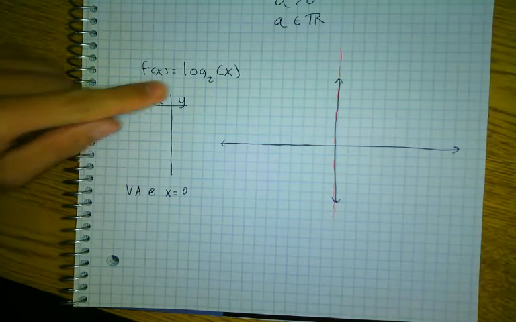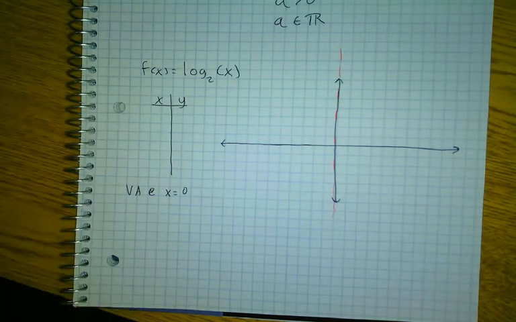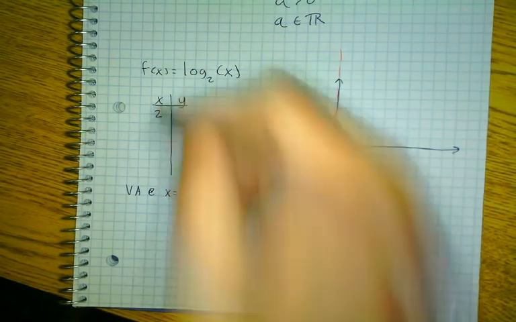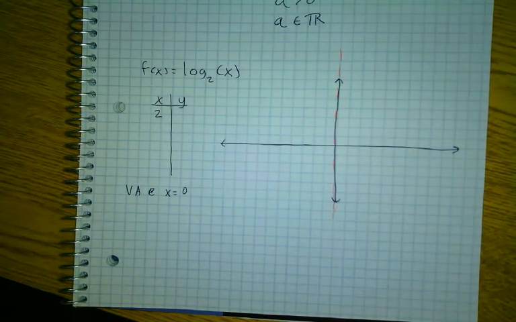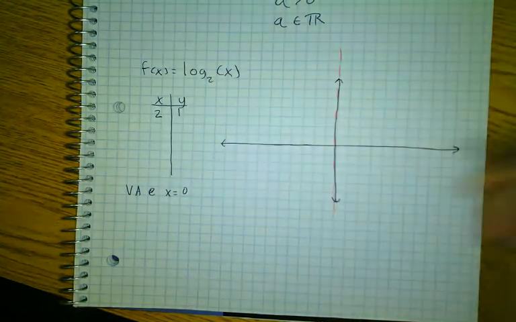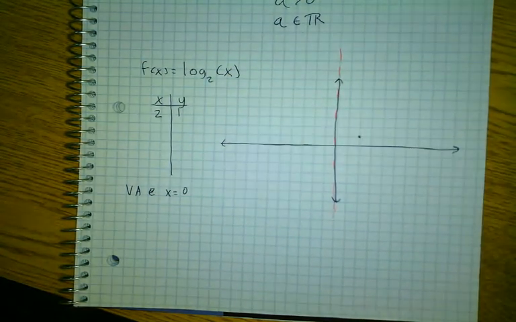So think of powers of 2. What powers of 2 do you know? 2, 4, 8, 16, 32, 1/2, 1/4. Those are the numbers that you're going to utilize. So for example, if I put in a 2, what is the logarithm base 2 of 2? 1. So then I have the point (2, 1).